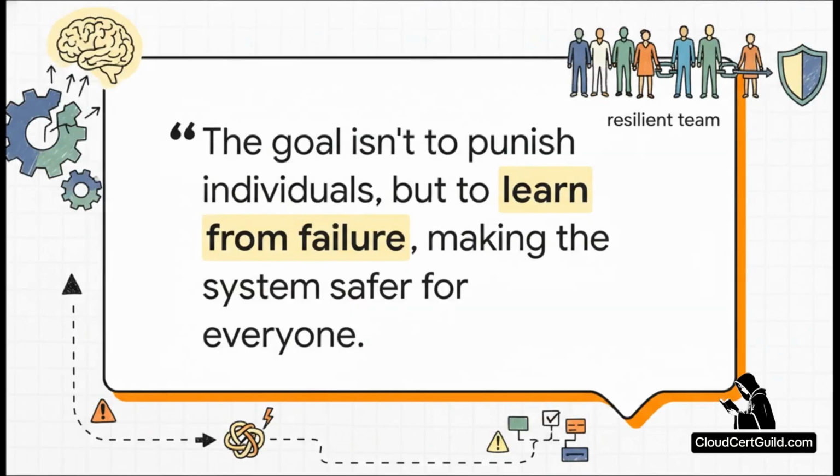The point isn't to point fingers. It's about building systems and teams that are resilient, that learn from failure and actually get stronger because of it, making everything safer and more reliable for everyone who depends on you.